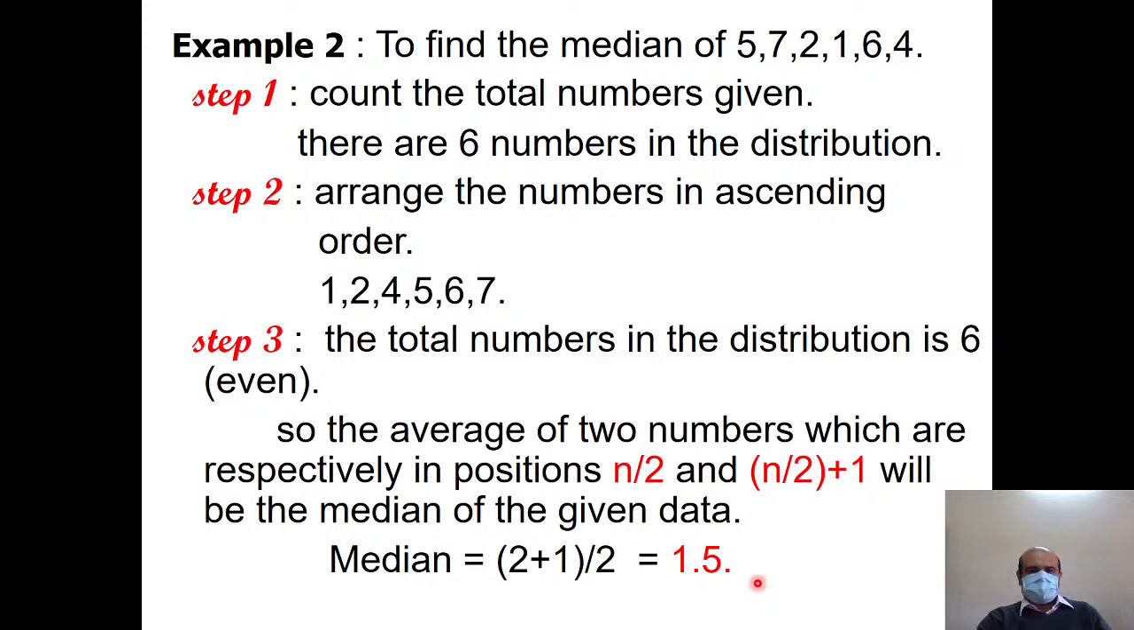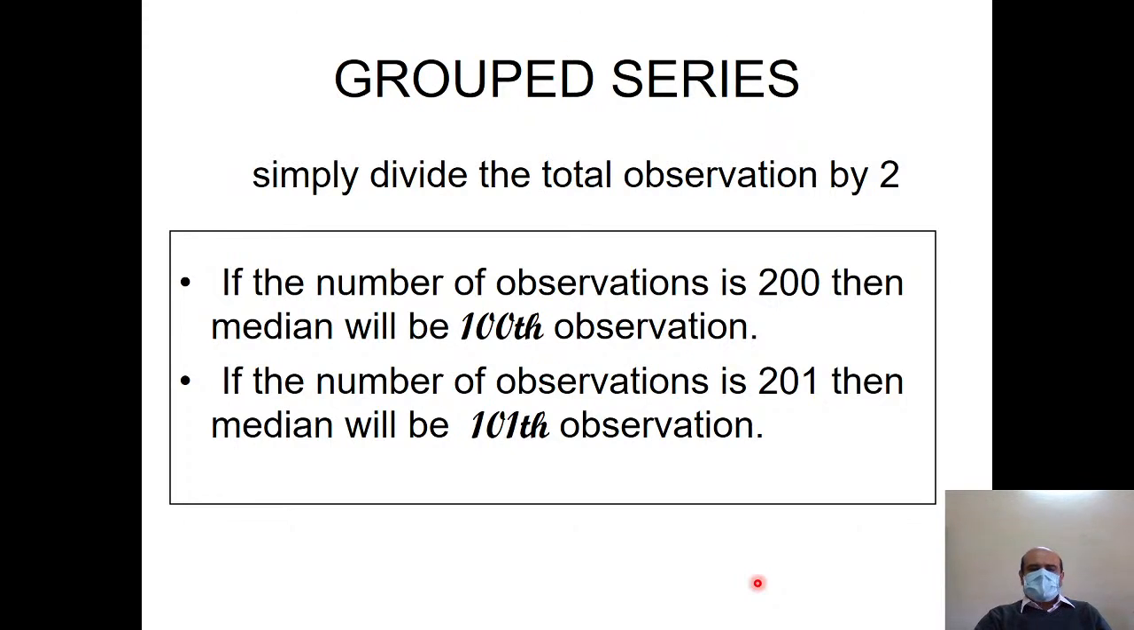These are the same examples. I'm just skipping it. Okay. In grouped series, simply divide the total observations by 2. In grouped series, the observations are supposed to be divided by 2.